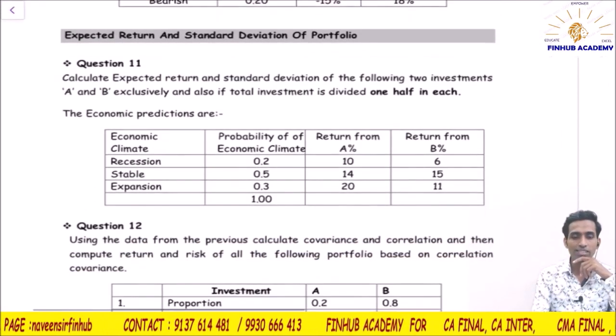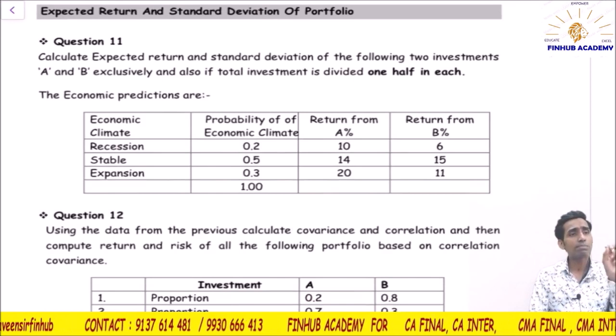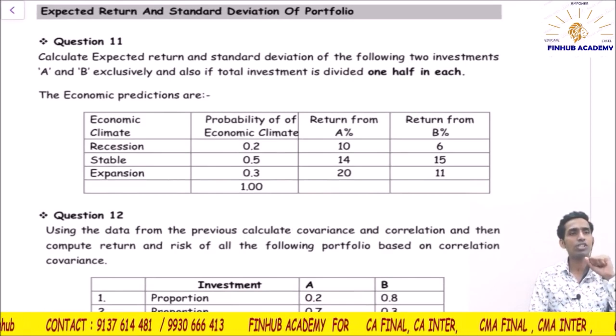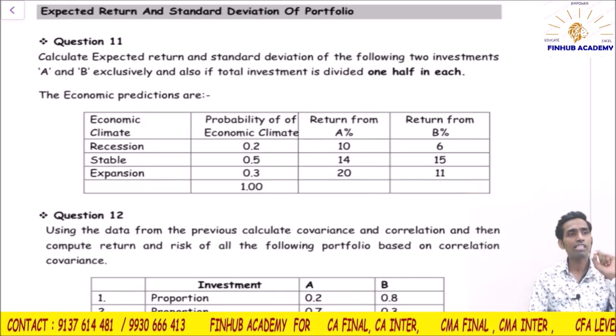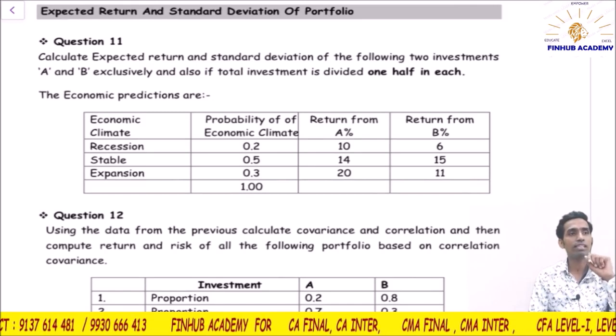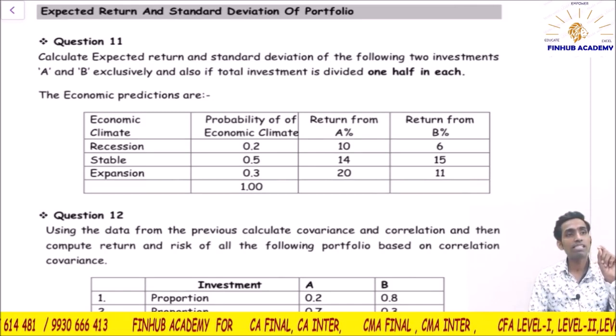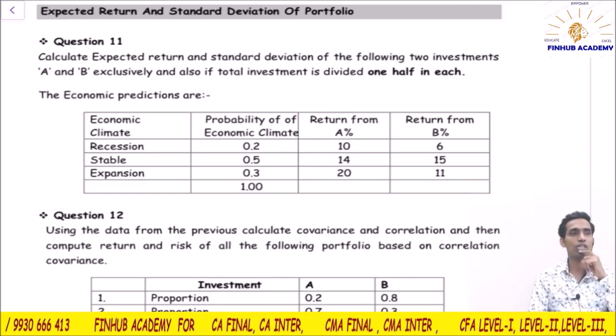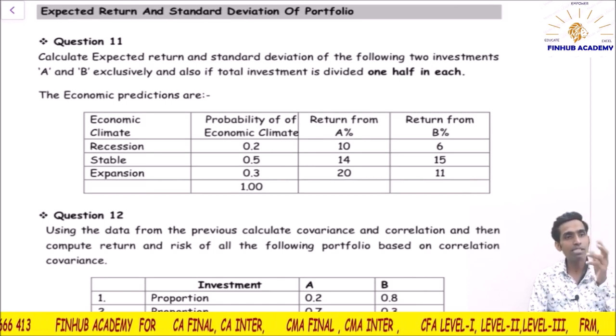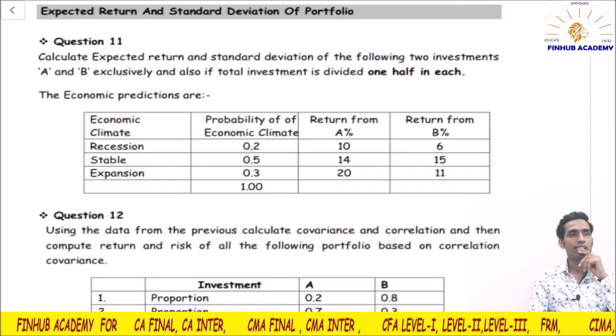See, the table is given. Calculate the expected return and standard deviation of the following two investments, A and B, exclusively, and also if total investment is divided one half in each stock. One half means 50%, 50%. Correct?